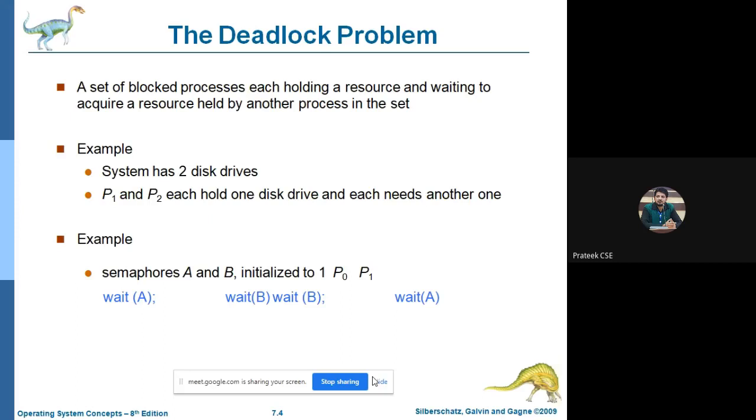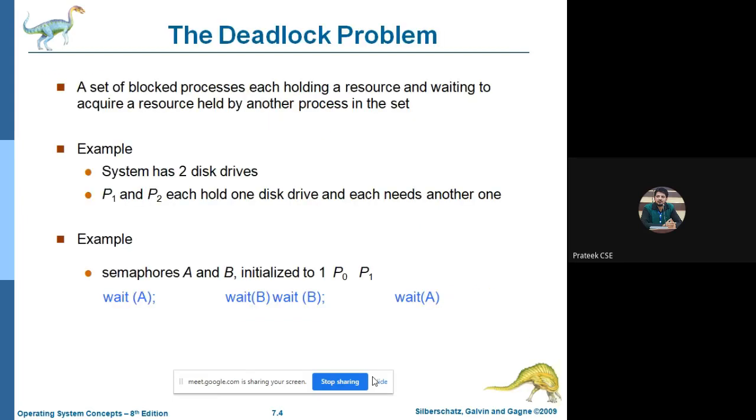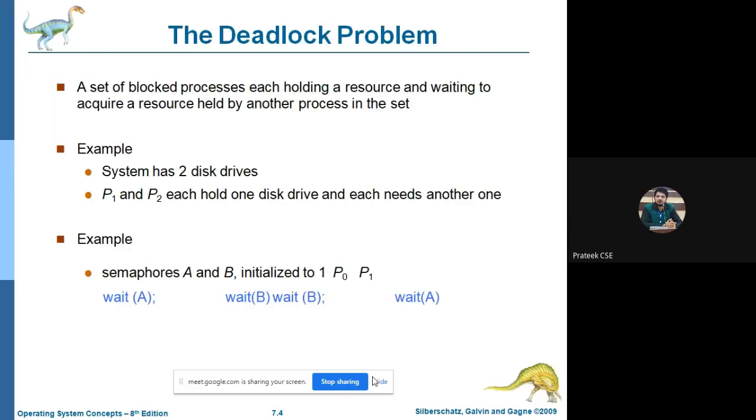So the deadlock problem is a set of blocked processes, each holding a resource and waiting to acquire a resource held by another process in the set. यहाँ पे हमने simplest दो threads की या दो process की बात की है. तो ऐसा हो सकता है कि दो से ज़्यादा processes हों. If I talk about the dining philosopher problem, we had 5 different philosophers, तो वो एक process की तरह ही act कर रहे थे. So a set of blocked processes.